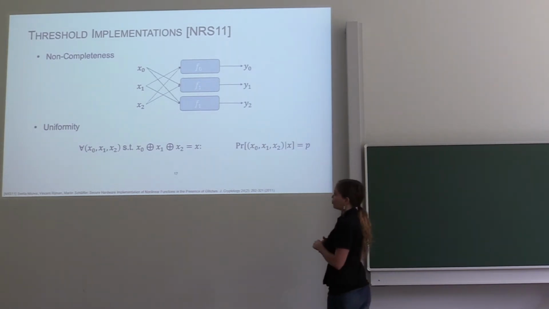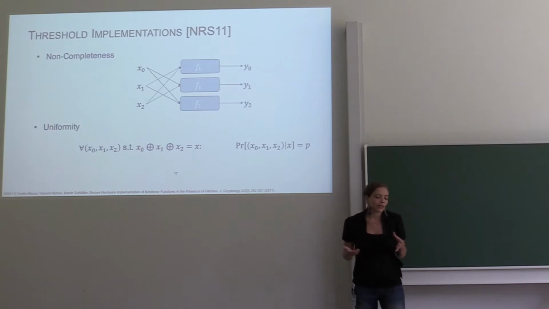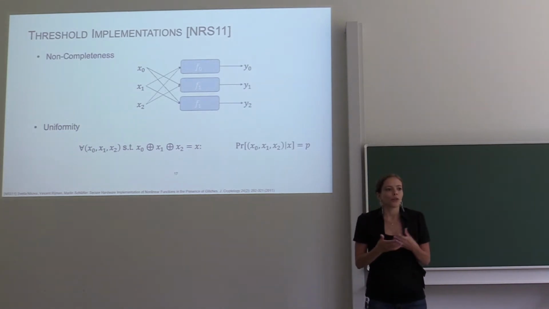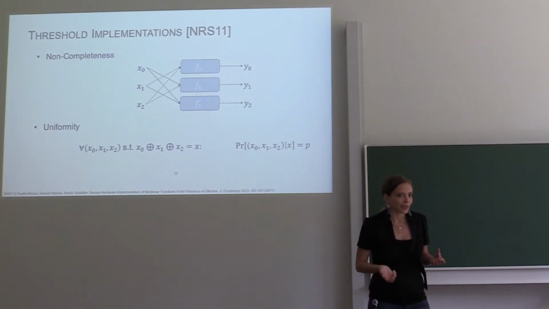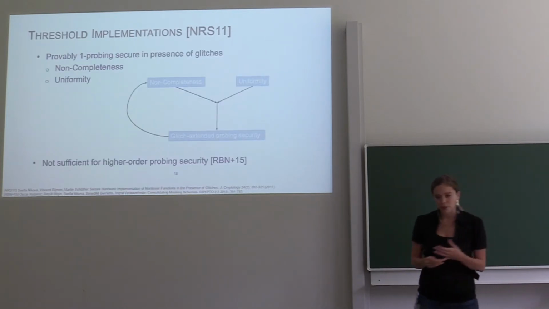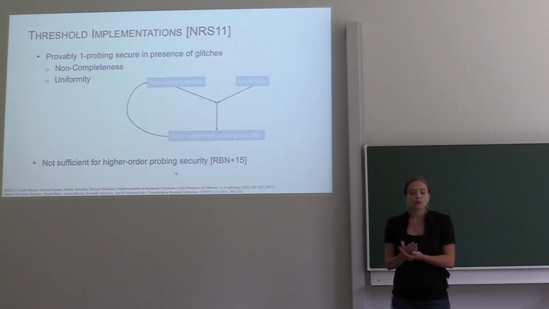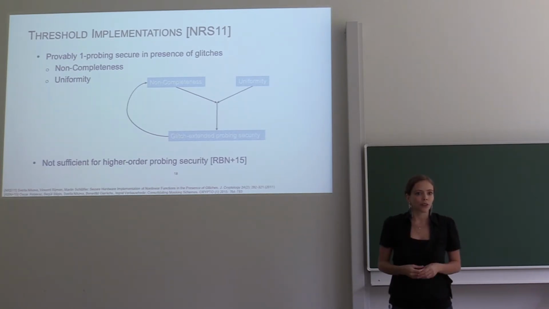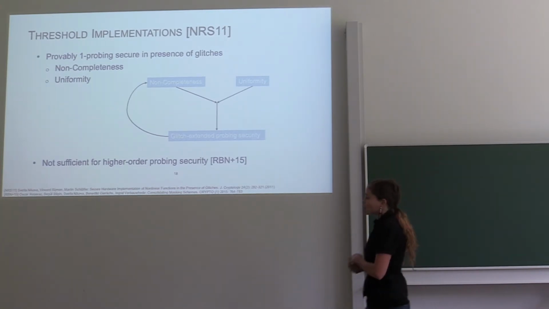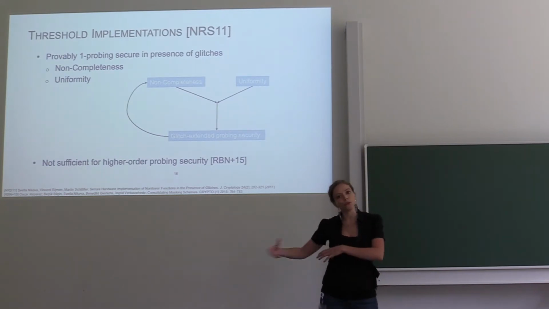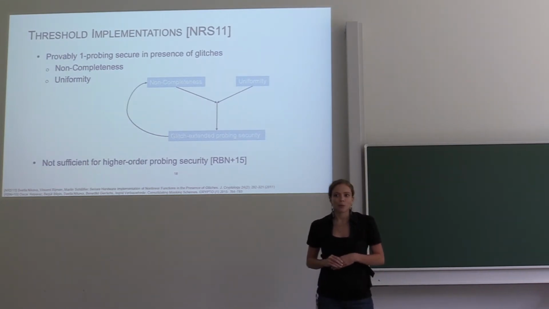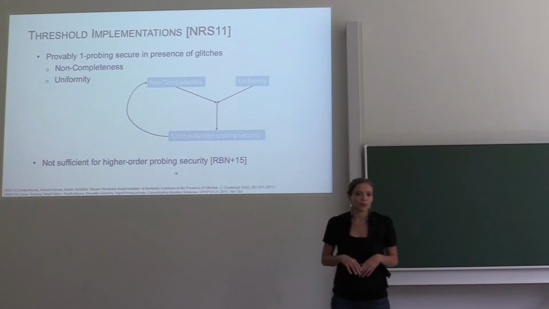And then the other property is uniformity, which means that every possible sharing for your secret has to occur with the same probability. These two properties were the key in the proof of threshold implementations being secure against first-order DPA. And so in the paper, we do this proof with the new definition of glitch-extended probing, but I'm not going to put any proofs in the slides.